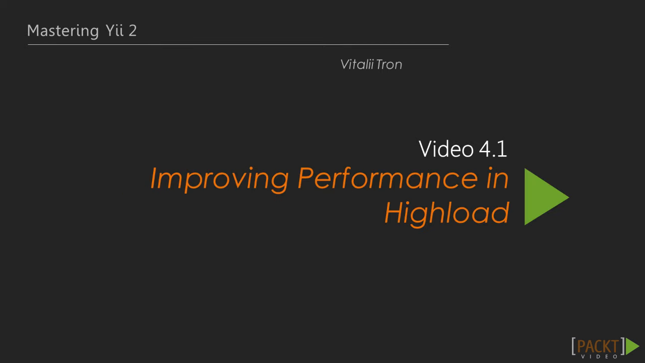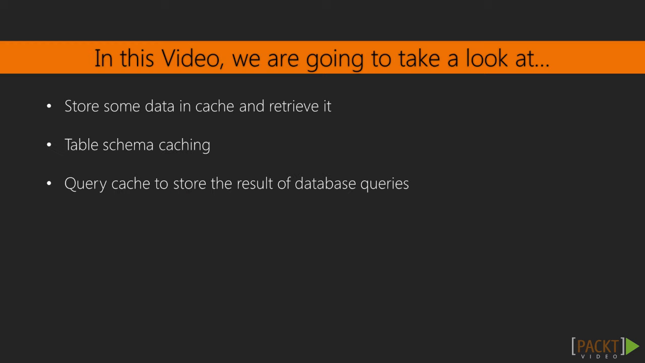So let's move on to video 4.1, improving the performance of high load. We will learn how to increase performance drastically by reusing recently generated data, instead of processing it again and again on each user request. Cache system will make our web application faster and will help avoid server overloading. How to get things done? Yii 2 framework caching components make it simple. We will learn how to store recently generated data in cache and retrieve it later, how to cache table schema, and how to use caching for database queries.